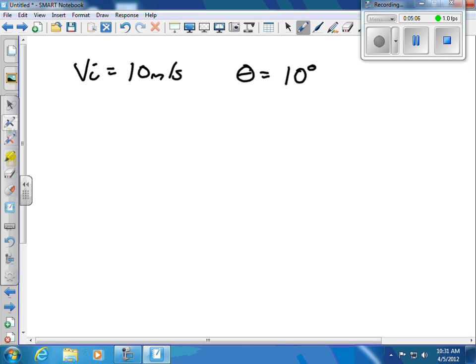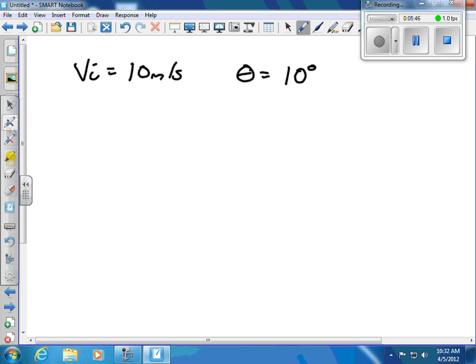And it wants us to find first, what's the title? The title is projected level to the ground. You have to draw it.